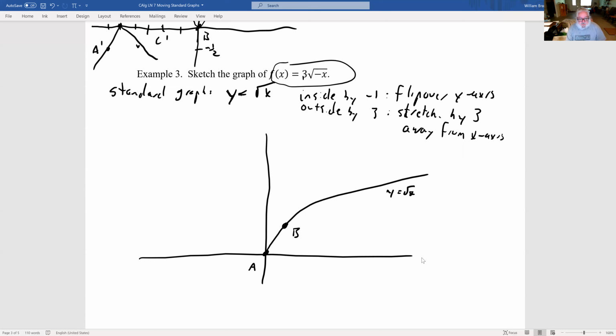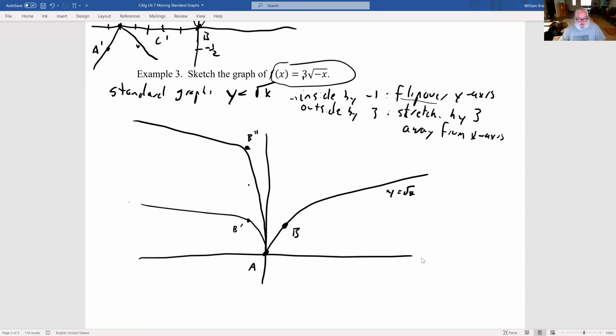So, we can do this without actually keeping track of the points, just by doing a couple of sketches. One is start by flipping over the axis, and you get something like that. And the second step is stretch it by a factor of 3. So we get b prime is flipped, and then if this is 1 unit, we make it 3 units up. And so this is the final position for b, so b double prime, and a doesn't move. So we get that graph.